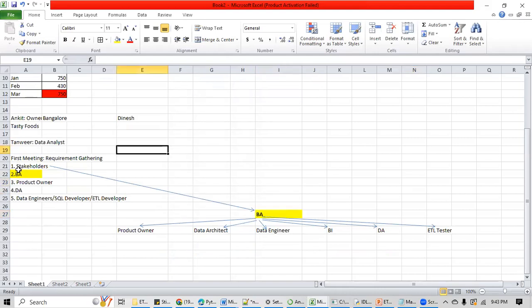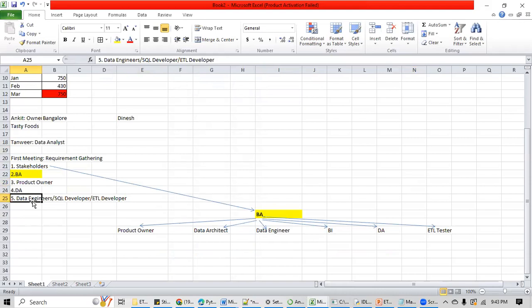Generally, in this requirement gathering, only stakeholders, business analysts, or product owners will be there. Sometimes you will see the data engineers will be there. Sometimes data analysts will be there. But practically, I'm telling you, it rarely happens.